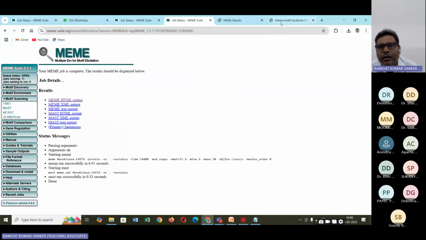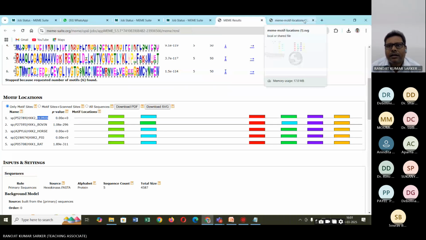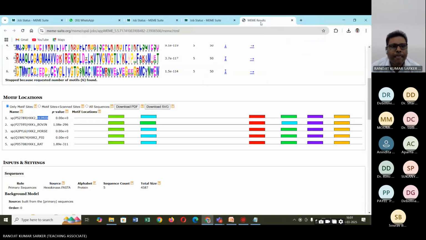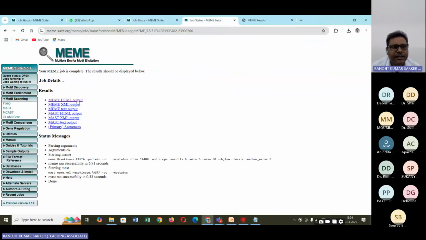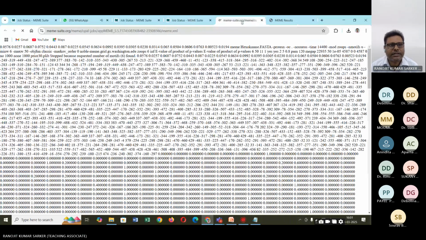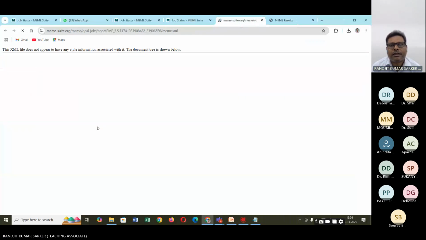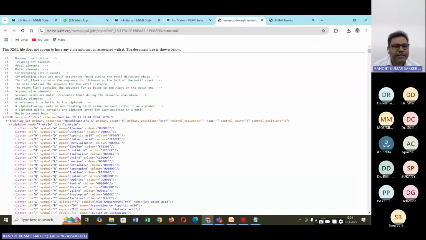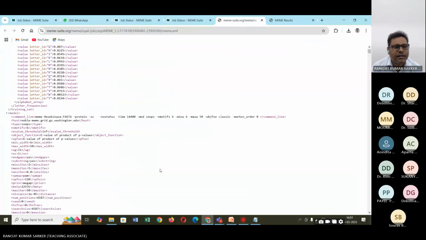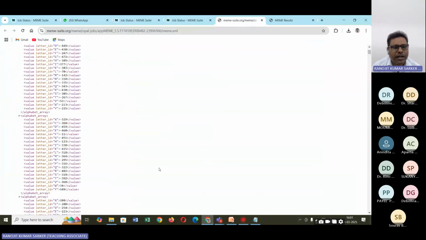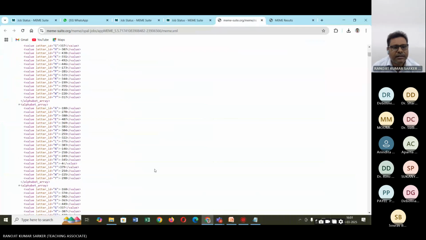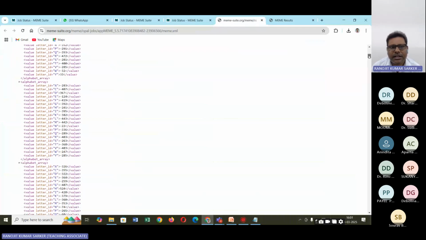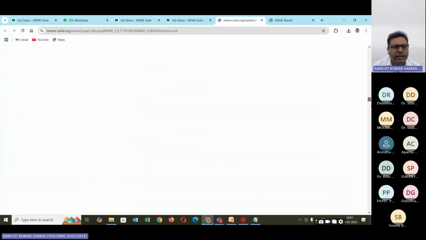Okay, now we will go for the XML output. Let's see the XML output. See, this is the XML output. So these are the positions of amino acids. These are the outputs in XML, all the positions. You can see it's a huge file, right?